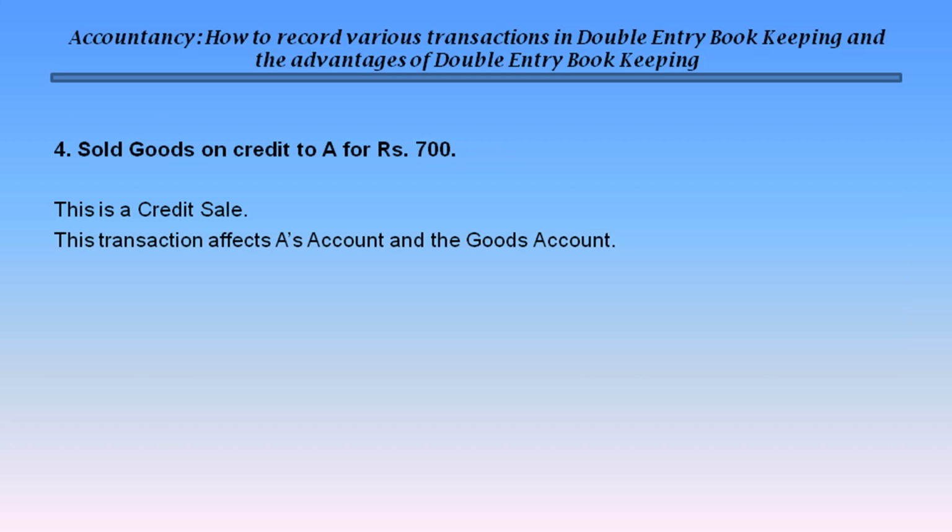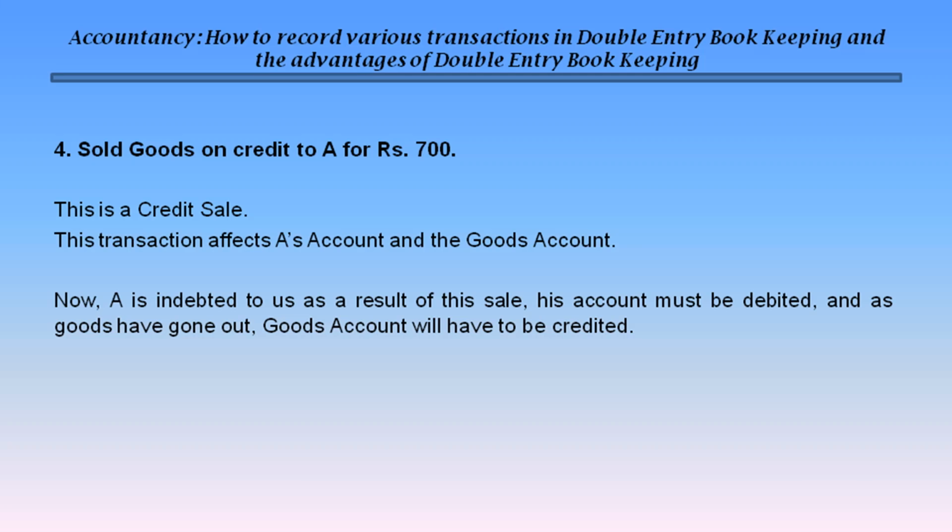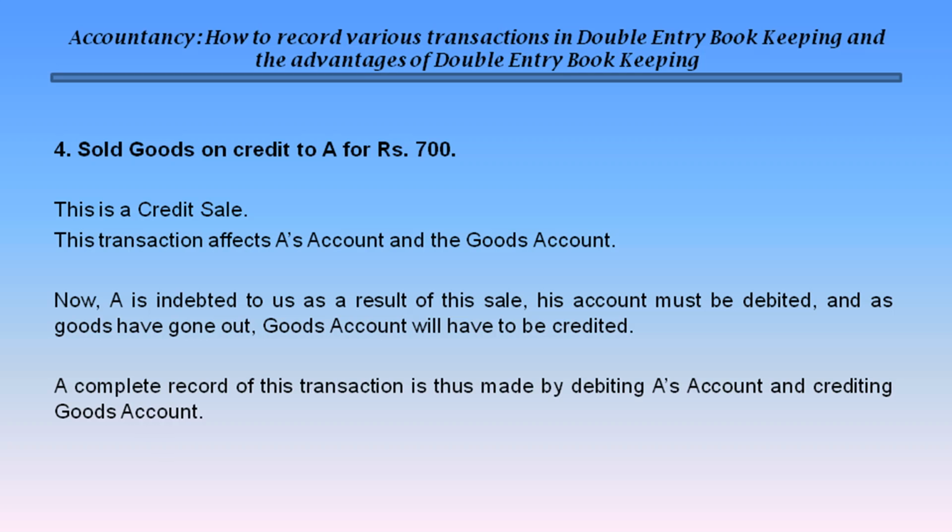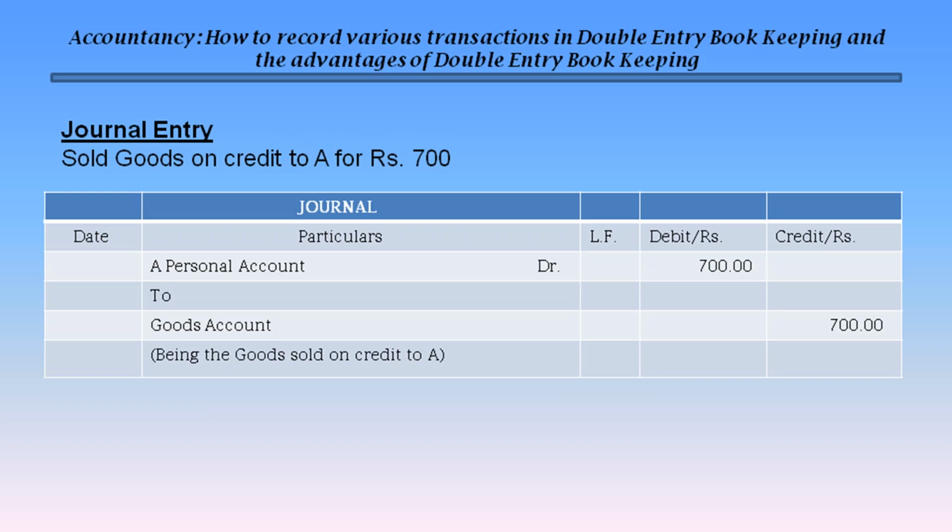Sold goods on credit to A for rupees 700. This is a credit sale. This transaction affects A's account and the goods account. Now A is indebted to us. As a result of this sale, his account must be debited, and as goods have gone out, goods account will have to be credited. A complete record of the transaction is thus made by debiting A's account and crediting goods account. Journal entry for sold goods on credit to A for rupees 700.